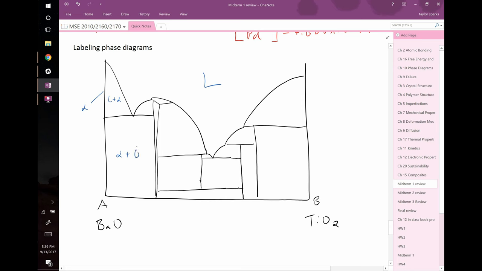All right, we got that, which means what about this region right here? That's liquid plus phi. What about this long sliver thing? That's just phi, which means this one up here is liquid plus phi. What about this big region? That's going to be phi plus liquid. Again, it's just left and right hand side. So you missed one.